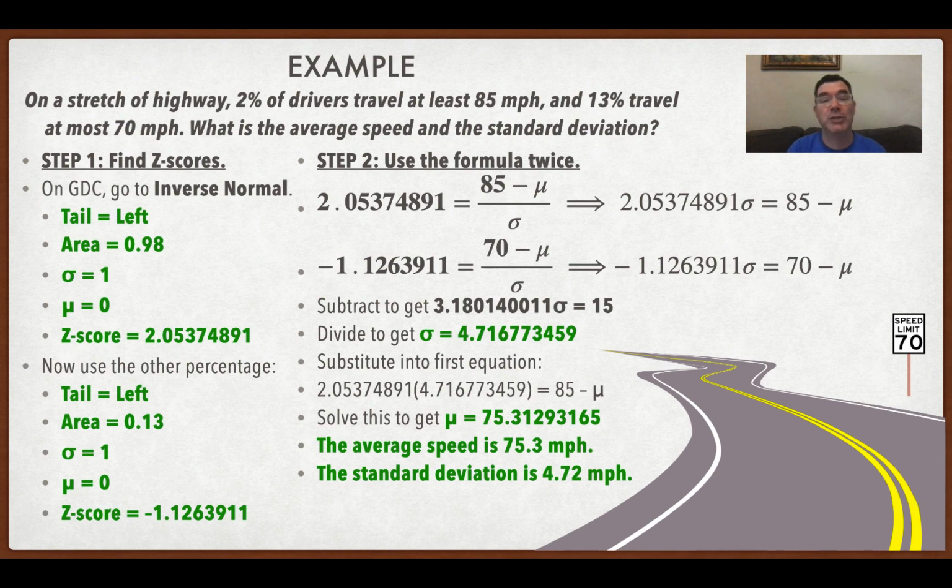So that's how you can use Z-scores and X-scores and use your calculator wisely to figure out a missing mean or a missing standard deviation using Z-scores.